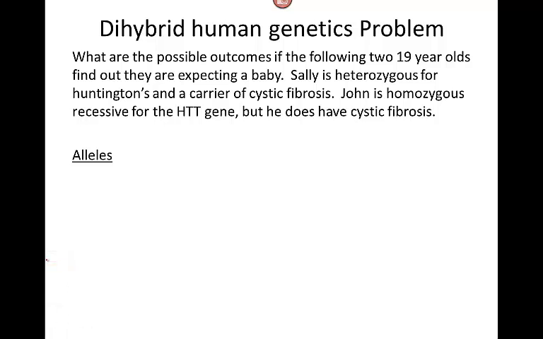First of all, we want to make sure we use alleles that we can actually tell the difference between capital letters and lowercase letters. So Huntington's disease, that's pretty easy. Capital H for Huntington's and lowercase h for no Huntington's.